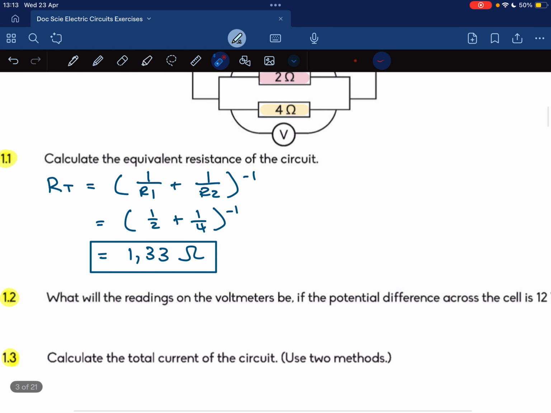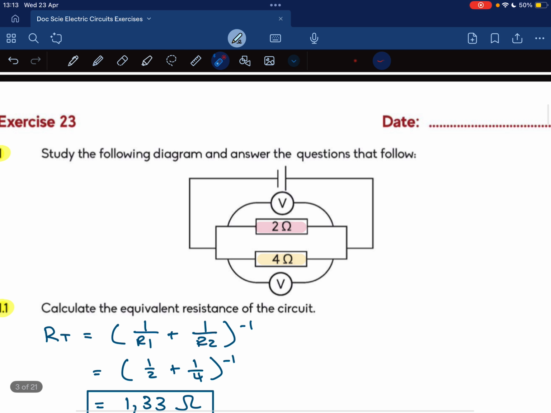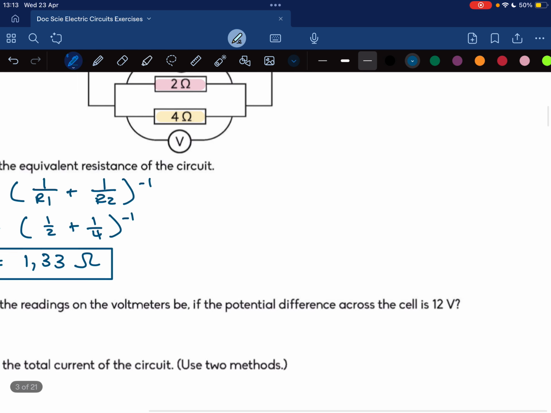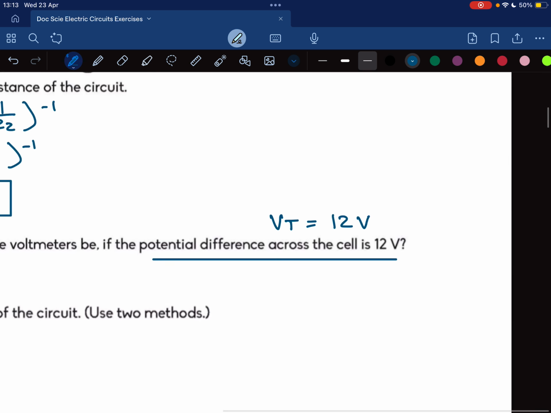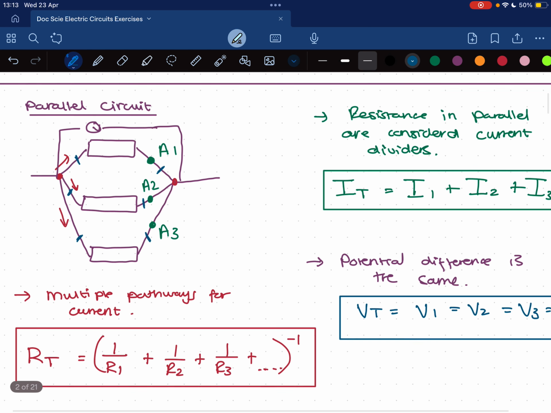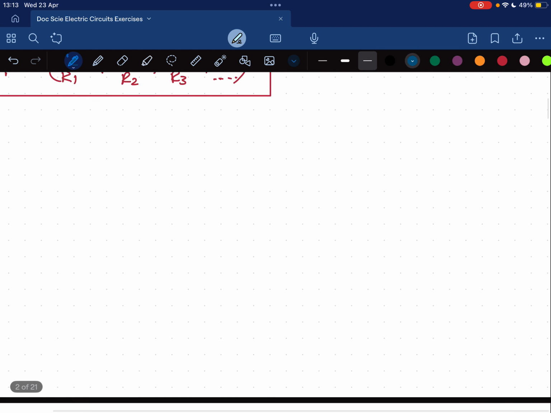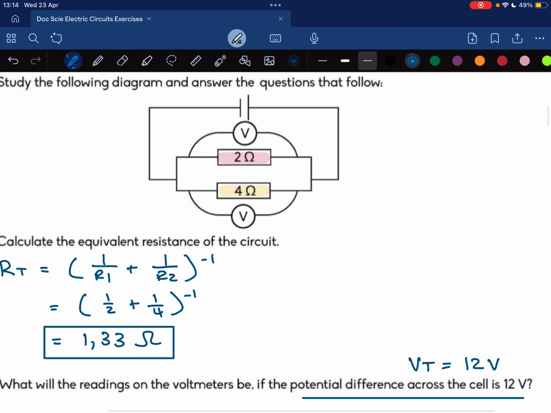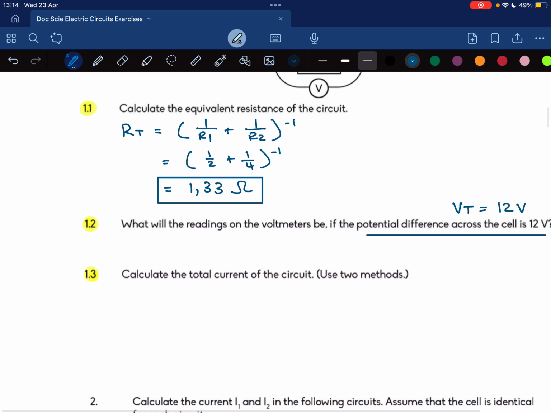Okay, then the next one says, what will the reading on the voltmeters be if the potential difference across the cell is 12 volts? So if the potential difference across the cell is 12 volts, that's basically telling you that the V total is 12 volts. But if you can recall from what we discussed in parallel circuits, the potential difference remains the same. So this V here and this V here will have the same reading, which will be the same as the total voltage, which is going to be 12 volts.